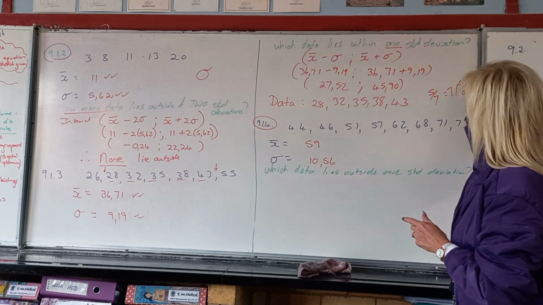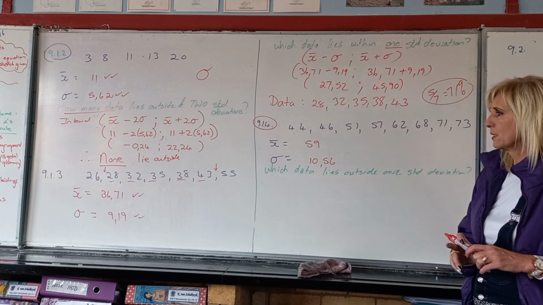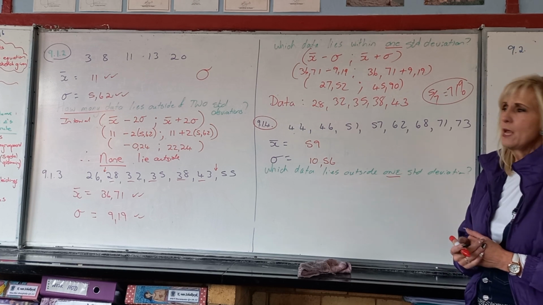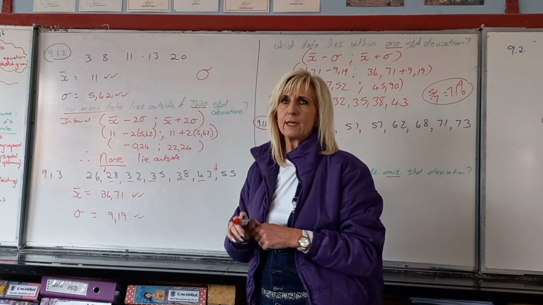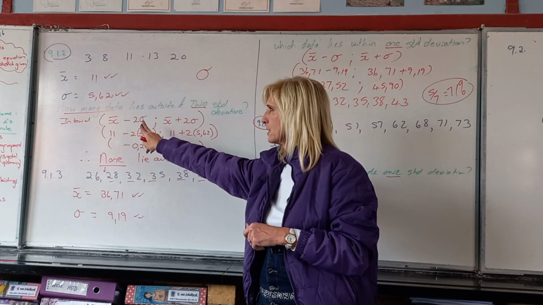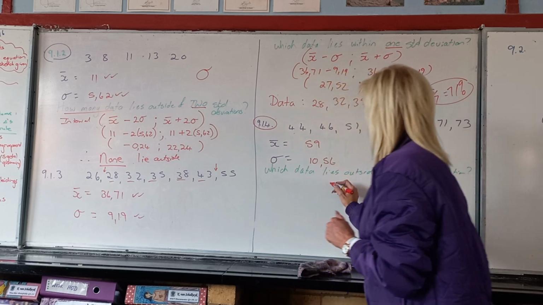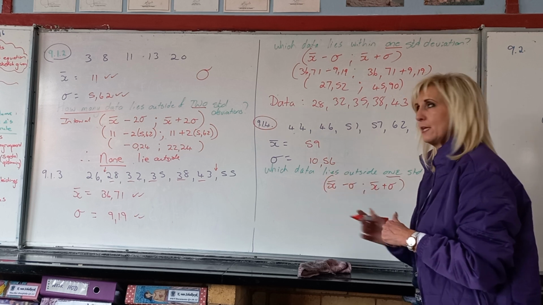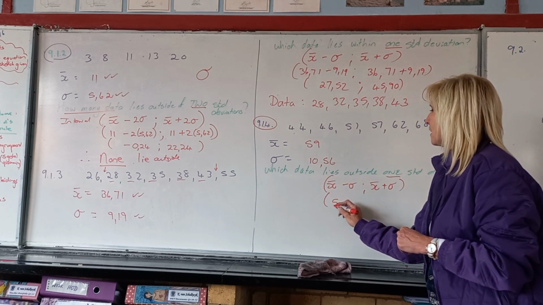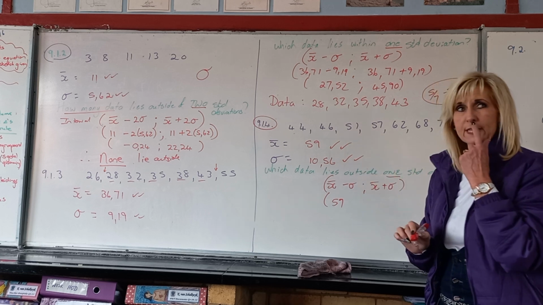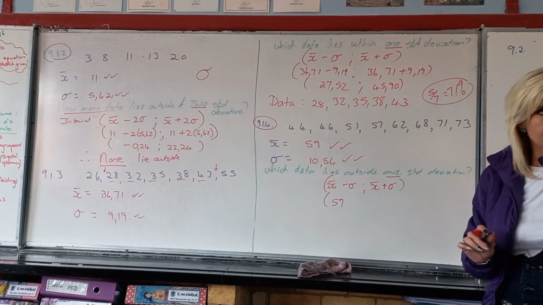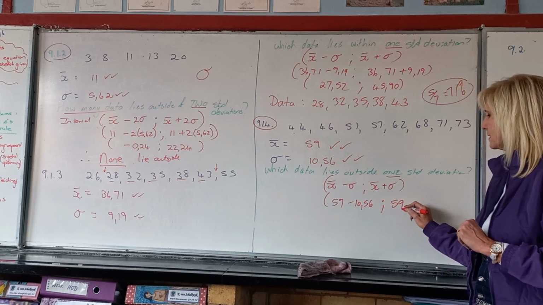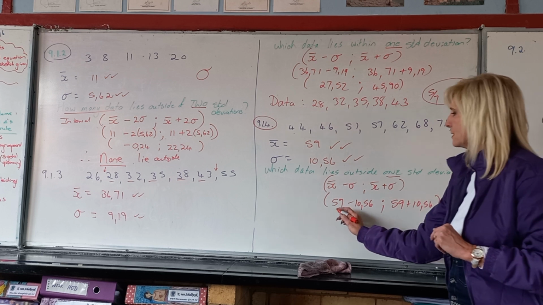Alright, let's have a look at the next one. Which of the data lies outside 1 standard deviation? Most of the time the question asked is about 1 standard deviation, unless I do ask you about 2 standard deviations, then please don't make the mistake. So you've got a minus 2 standard deviations and plus 2. This time again we're going to have minus 1 standard deviation and plus 1 standard deviation for the interval. The mean was 59, sorry, and 10,56. Did you check that on your calculator? It's got to be exact. 59 minus the 10,56 and 59 plus the 10,56. And that answer is, please?